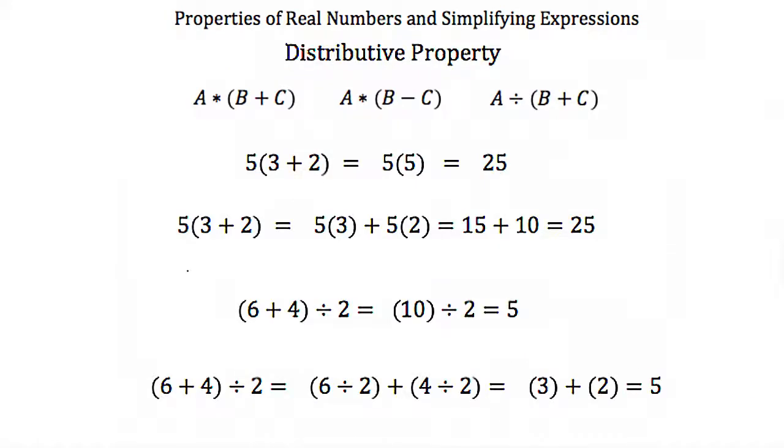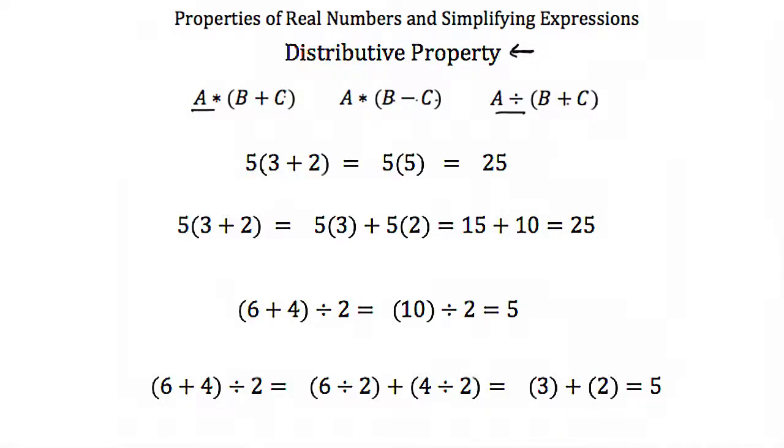The last property of real numbers we're going to talk about is the distributive property. And the distributive property comes into play whenever you have a multiplication or a division next to something in parentheses. So if you have A times the quantity B plus C, or A times the quantity B minus C, or A divided by B plus C, you can use the distributive property. And we'll see how it works.